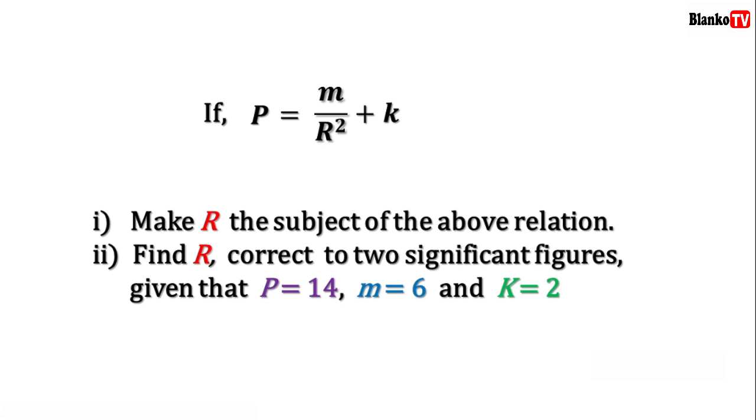If P equals m over r squared plus k, (i) make r the subject of the above relation. (ii) Find r correct to two significant figures, given that P equals 14, m equals 6, and k equals 2. Solution.